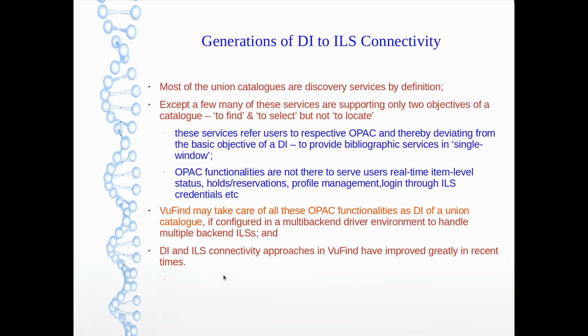So as a whole, we can come to a conclusion that most Union catalogs support only two functions of a catalog, to find and to select, but not neglecting the third function, that is to locate. And VuFind may take care of all these OPAC functionalities as the discovery interface of a Union catalog if configured in a multi-backend driver environment to handle multiple backend ILSs. And DI and ILS connectivity approaches in VuFind have improved greatly in recent times.